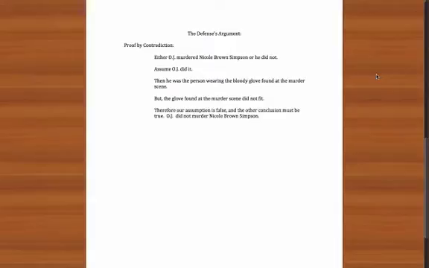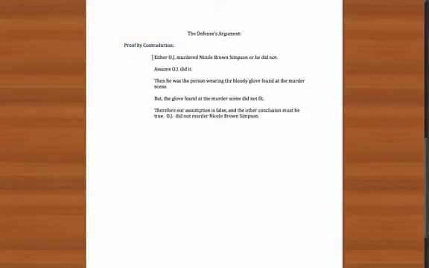Proof by contradiction will always have a structure that I want you all to follow. The first is that you need to title it Proof by Contradiction, so that your reader knows the series of statements that follow are intending to lead to a contradiction. All right, so that's the first thing we'll put in.